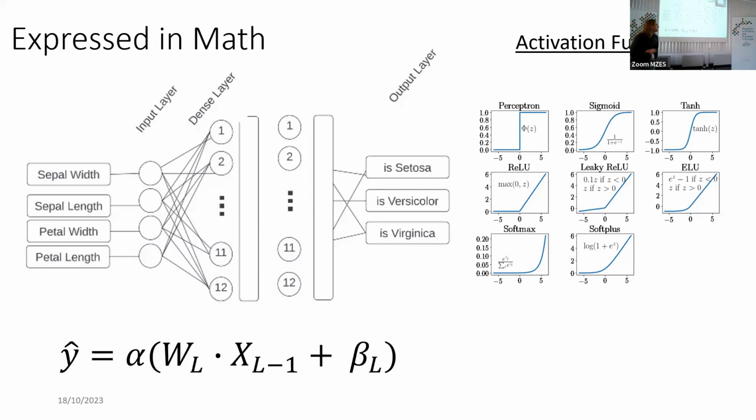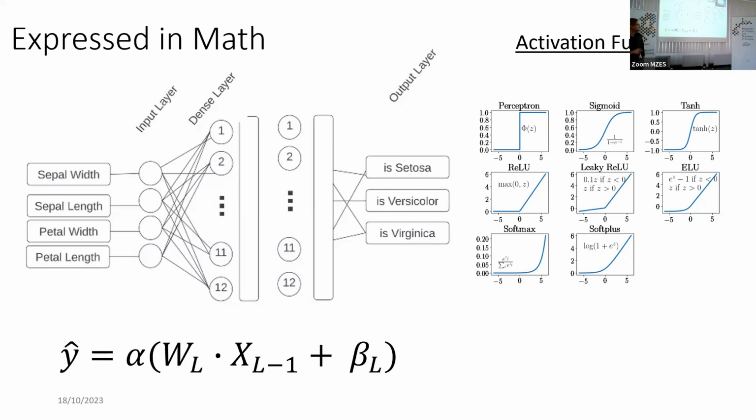So here is our neural network that we talked about just before, expressed as a function. Okay, so y hat, our predicted y, equals the activation function as applied to all these matrix operations. So W^L is an array of weights.